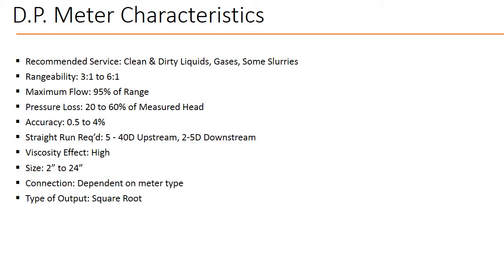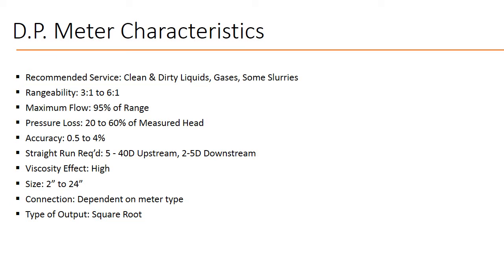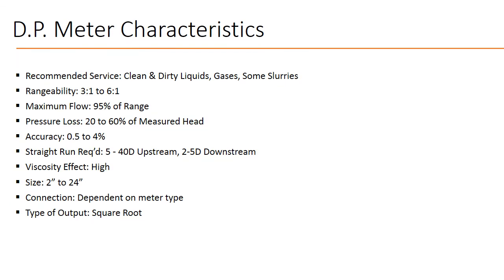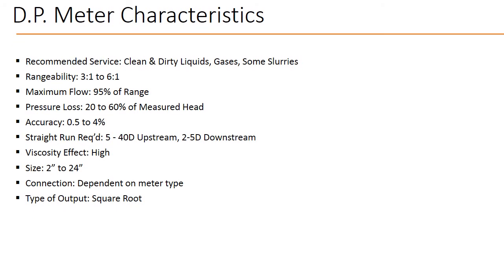DP meter characteristics. They are recommended for clean and dirty liquids, gases and slurries. Rangeability is from 3:1 to 6:1. Maximum flow is 95% of range. Pressure loss is from 20 to 60% of pressure head. Accuracy is 0.5 to 4%. Straight run requirement is 5 to 40 D upstream and 2 to 5 D downstream.